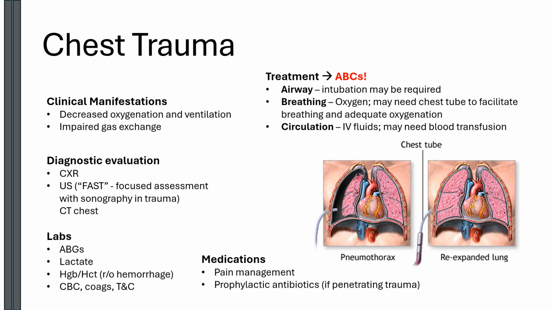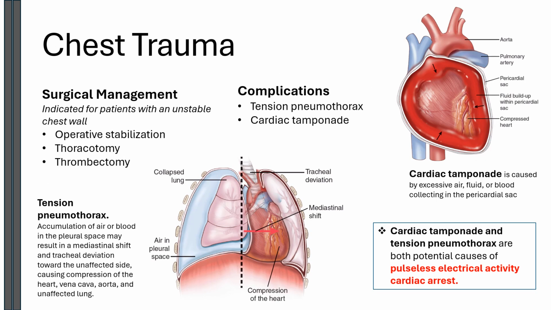Treatment is all about ABCs, airway, breathing, and circulation, because our chest has our lungs in it. So the patient may need to be intubated. They're likely going to need extra oxygen and circulation. If they lost a lot of blood, they may also need a blood transfusion. Medications, this is painful. They're going to need pain meds and possibly prophylactic antibiotics if it is indeed a penetrating trauma, because we don't want to add an infection on the list of these patient's problems.